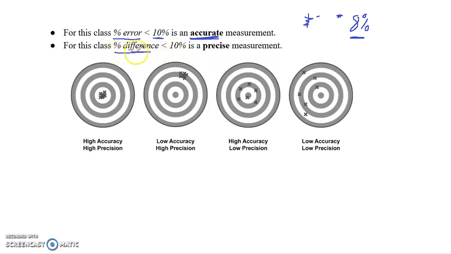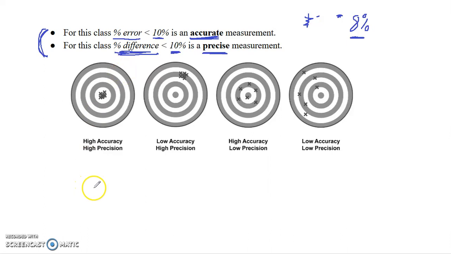So if you get a percent difference less than 10%, that would be a precise measurement, meaning that it's consistent with itself. So again, those are going to be the values by which you'll be able to figure out if something's accurate or precise.